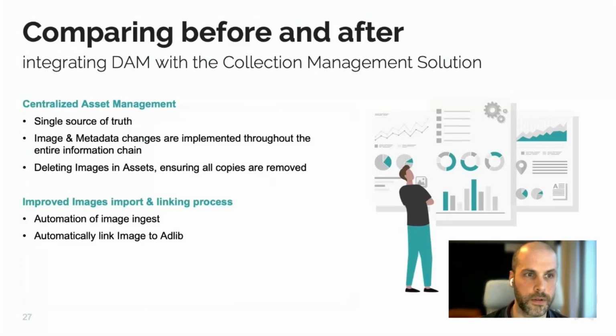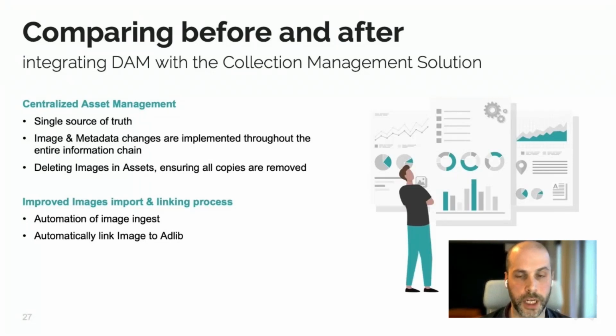we now have a single source of truth for all our information. So Adlib still has all the artifact metadata, and Assets has the images, the assets, and the metadata of the images, and information is synced between the two platforms. As mentioned before, the linking process is improved a lot. We don't have to create multiple copies. Assets will simply ingest one copy of the file, ultimately create links between the asset and the artifact, and write and retrieve image and object metadata.